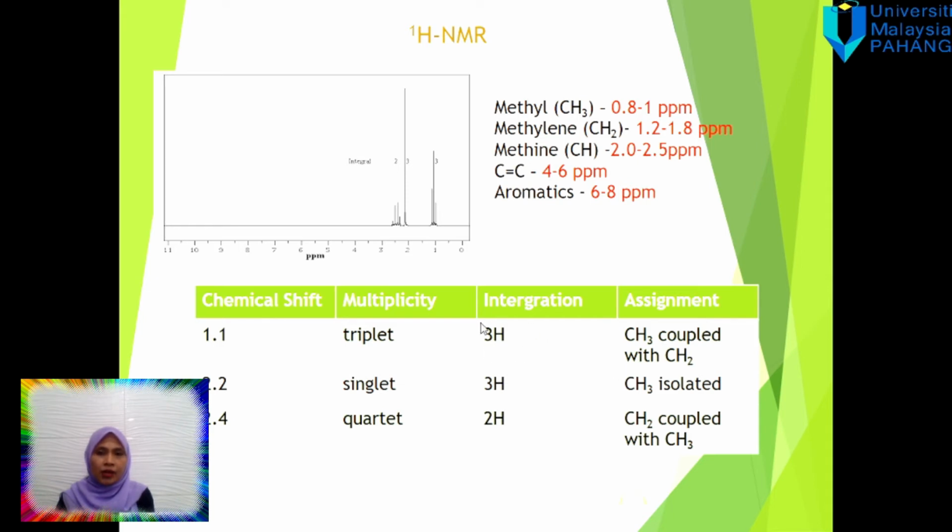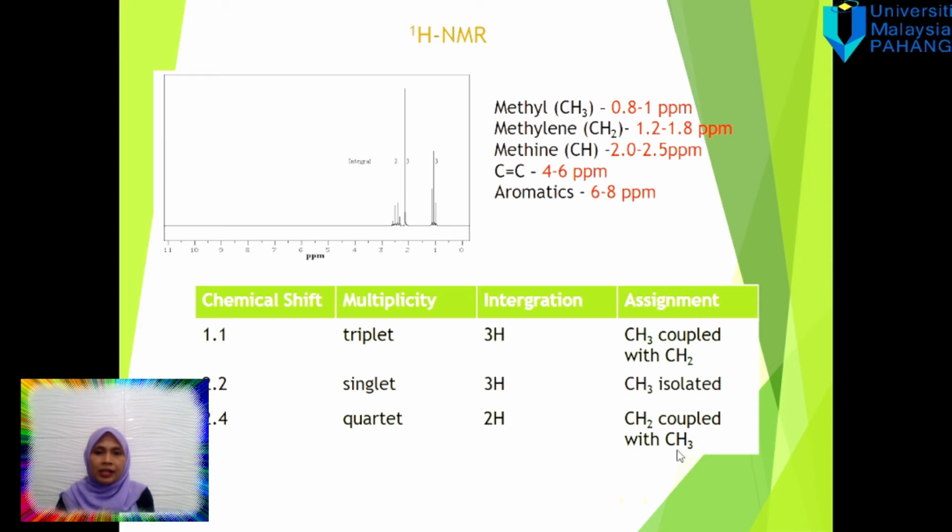As I mentioned just now, if 3H is present, it means CH3 is present in our molecule. How can we identify what it is coupled with? The triplet. By the n plus 1 rule, what plus 1 becomes a triplet? 2 plus 1 becomes a triplet, which means this CH3 is coupled with CH2. That's why the answer is CH3 coupled with CH2. And the next information, CH3 isolated, means there is no coupling, there are no neighboring protons. And CH2 is coupled with CH3.